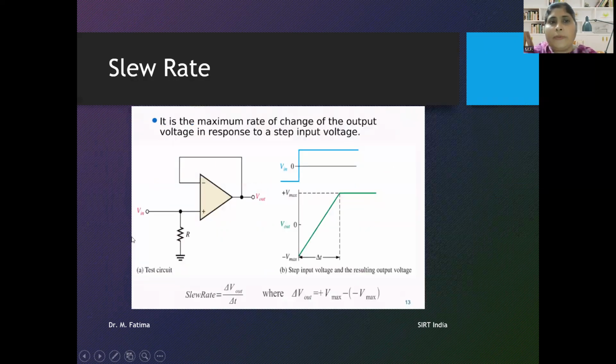Next one is slew rate. This is the maximum rate of change of output voltage with respect to time. This is called slew rate. It is the ratio of the maximum rate of change of output voltage with respect to time.